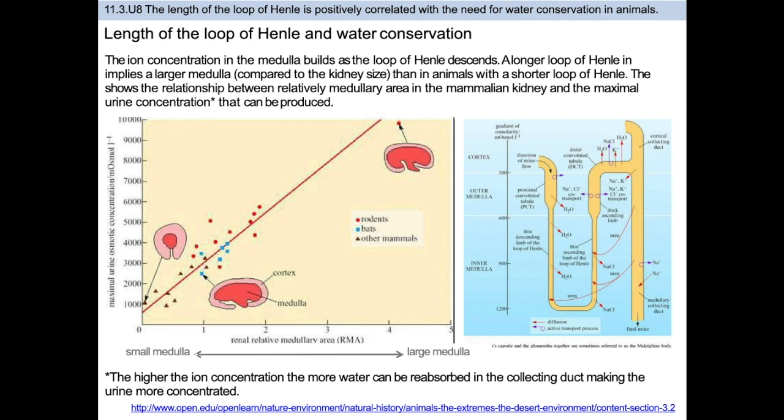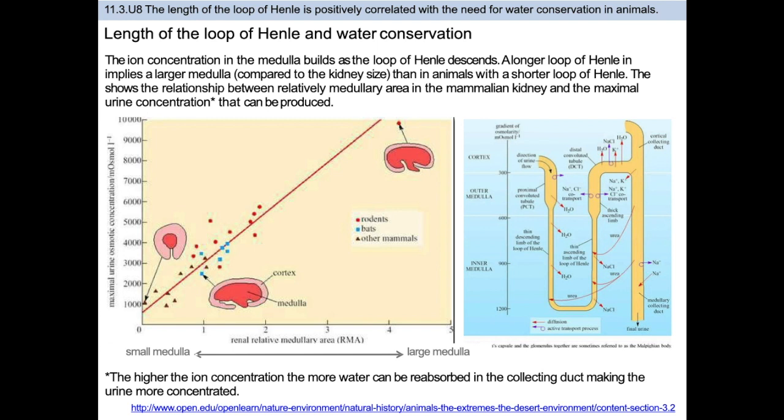So what I see here, I have a graph with relative renal medullary area on the bottom, so a larger medulla as I go towards the right, and a maximum urine osmotic concentration. So how concentrated can I make my urine over here? And the size of the medulla is a direct result of the size of the loop of Henle. So all these indicators are different animals, and the shape tells you what group of animal they belong to.